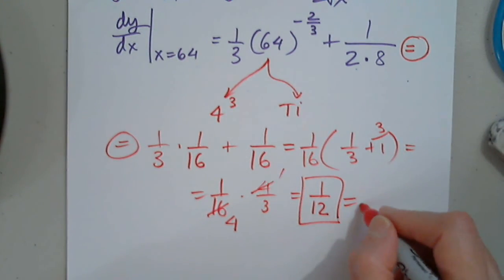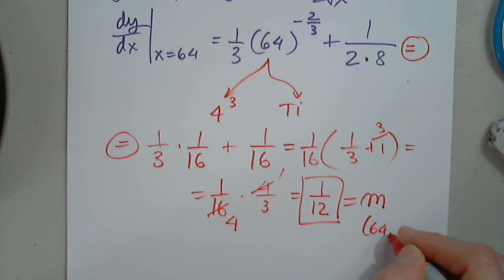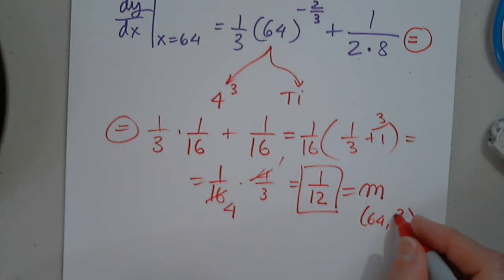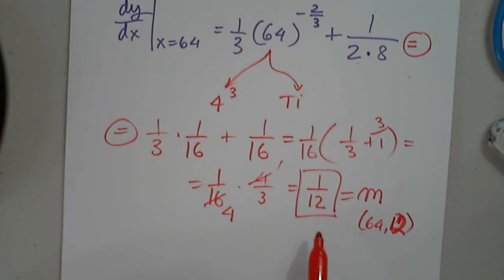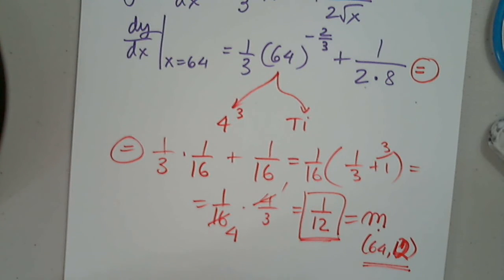What does this mean? This is the slope at that point with 64, and I did not calculate the y value. So the cube root of 64 is 4, 4 plus 8, 12. So this number is the slope of the tangent line to the graph of this function at the point 64, 12. Or is the rate of change, instantaneous rate of change. Any questions?